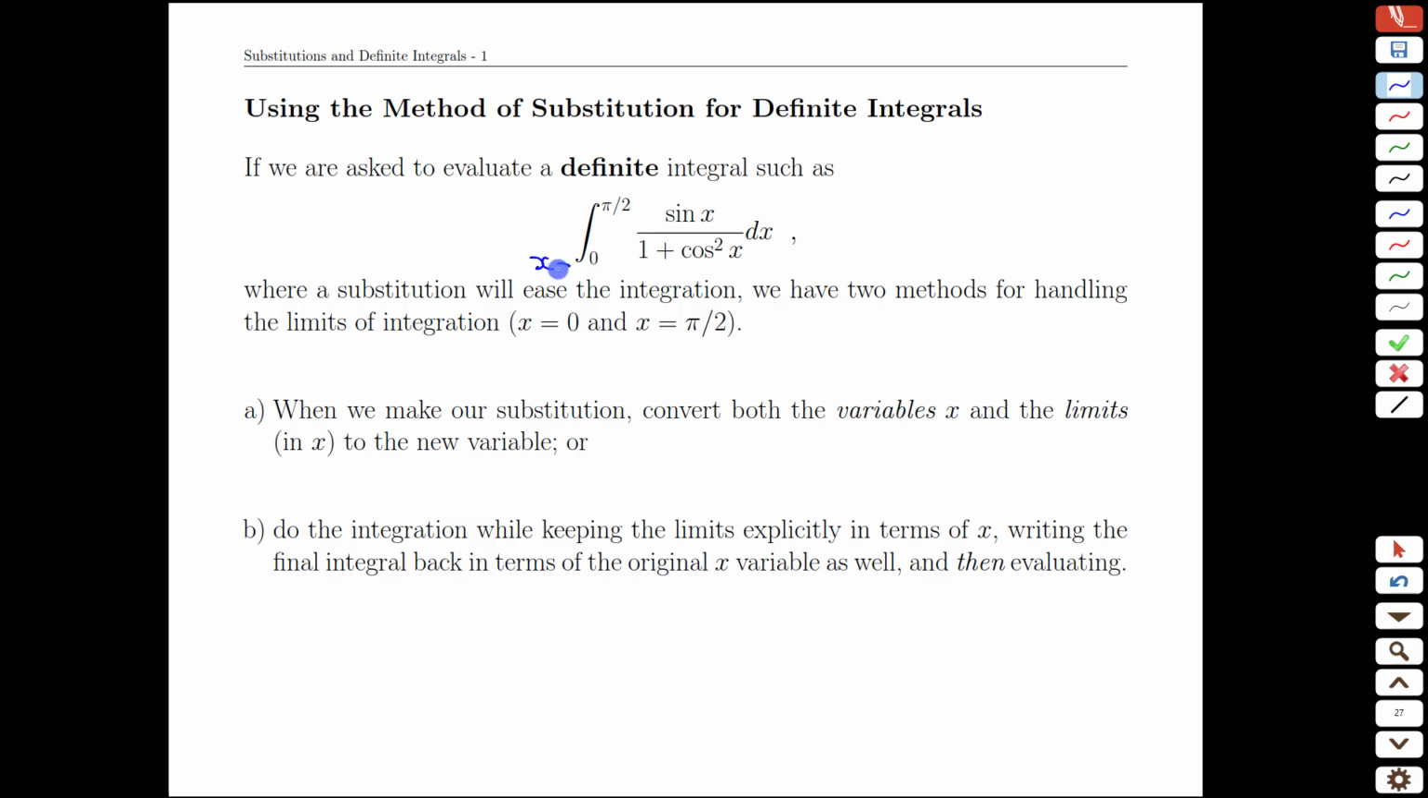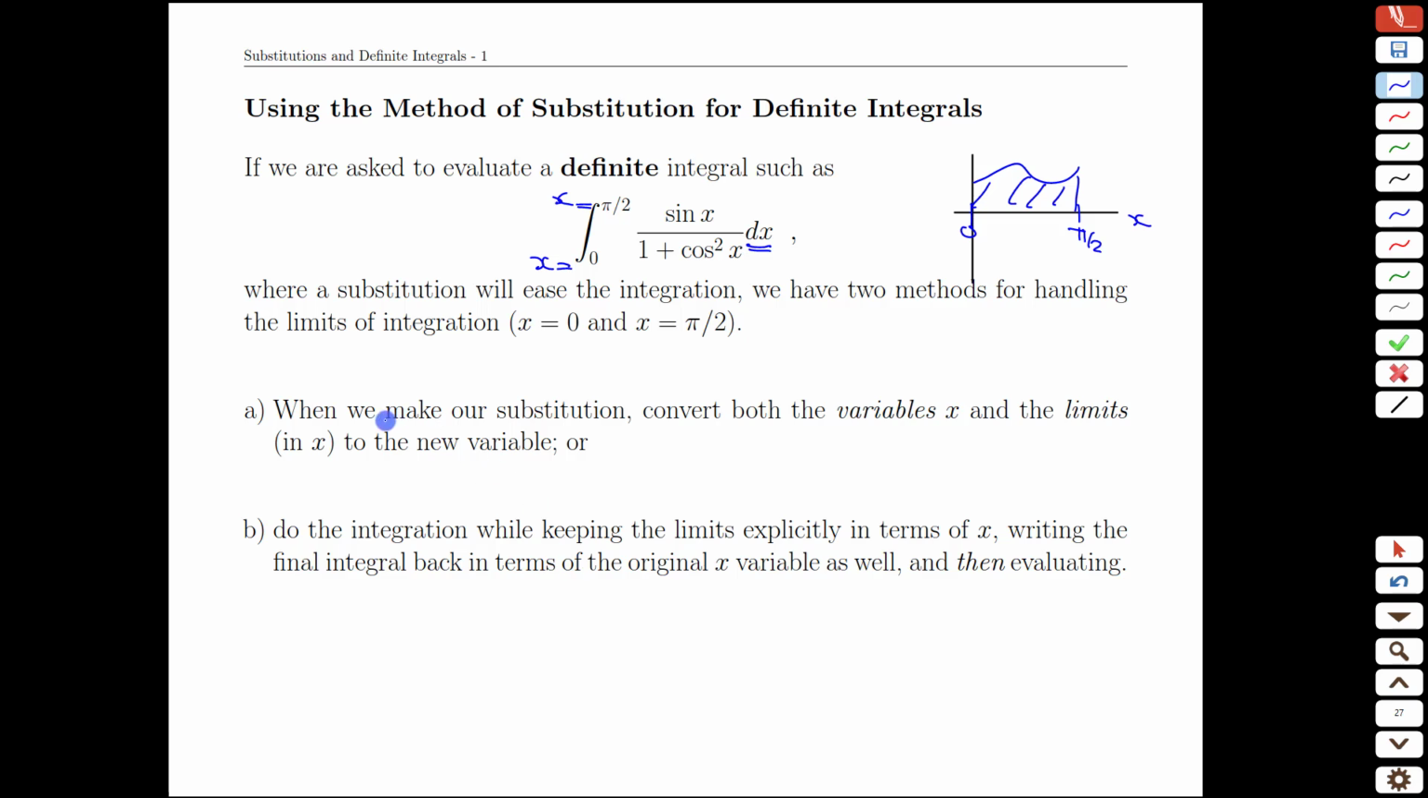Keep in mind that this dx has a very specific meaning and interpretation. It implies that these numbers that we see here, the 0 and the pi over 2, are x-coordinates. In other words, we would be looking at the graph on the x-axis from 0 to pi over 2, and then finding the area underneath this function on that interval. Of course, when we switch to w's, these are not w values, these are x values, and we need to be careful in how we handle those.